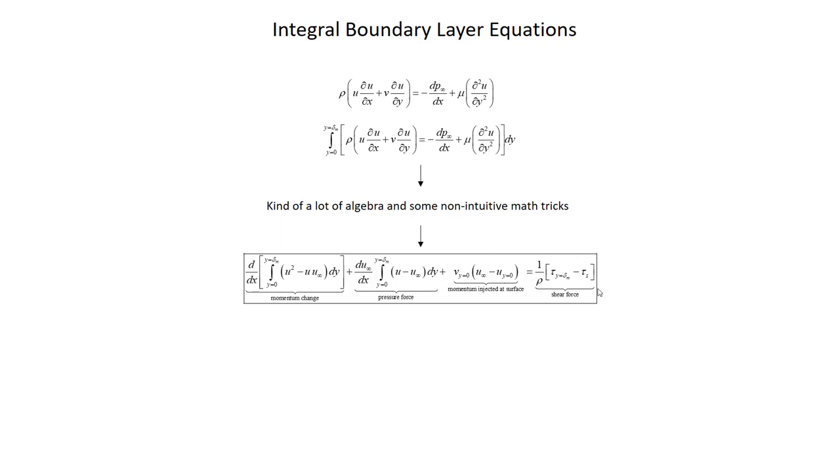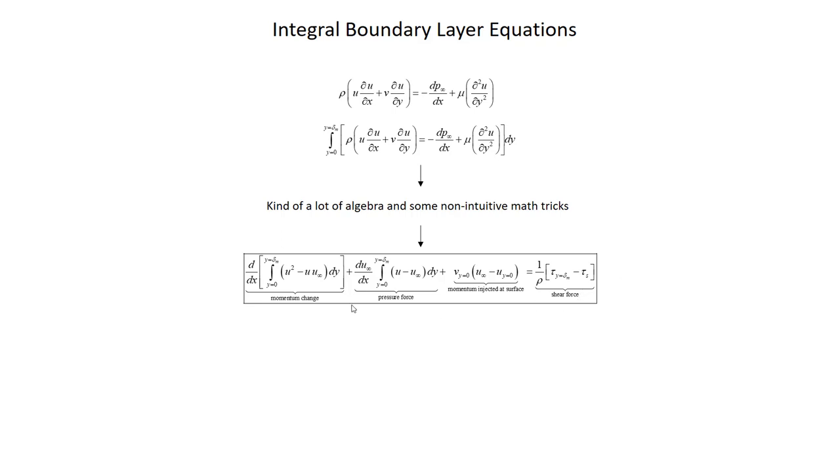And then this last term here is related to shear force. So there's a shear force at the outer edge of the boundary layer and then the shear force at the surface. And usually the shear force at the outer edge of the boundary layer is 0 because usually that's where the velocity gradient is 0. But we'll keep that just in case we have a shear-driven flow.